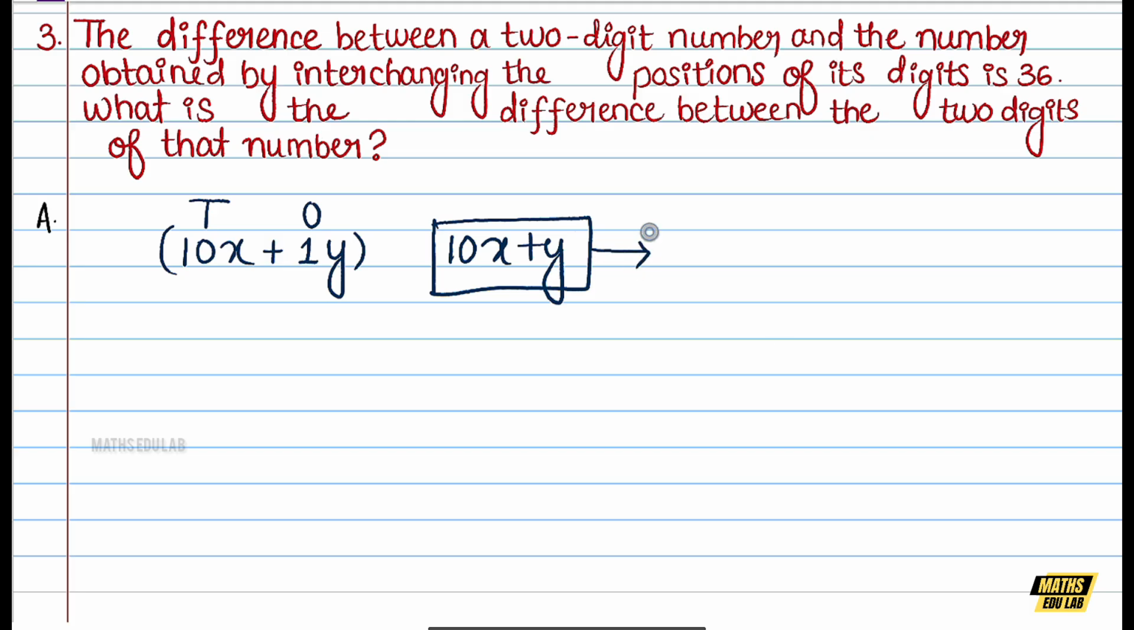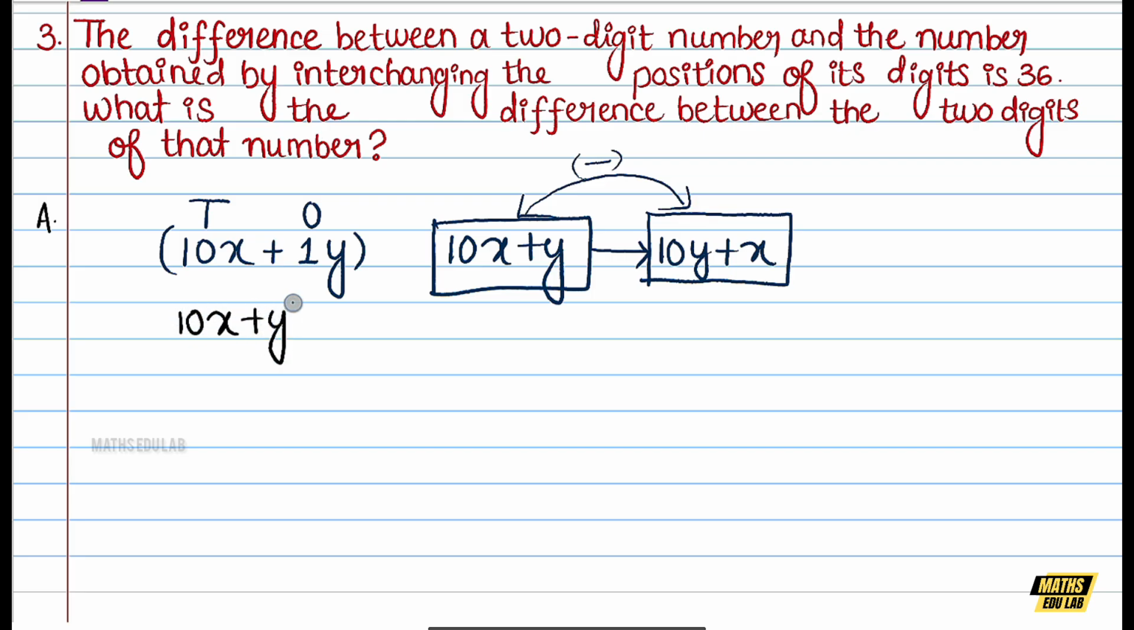Now we will interchange these positions. On interchanging, we will write it as 10y plus x. Okay, so we will find the difference of these two values, that means subtraction. For that step we will write 10x plus y minus (10y plus x) is equal to 36.